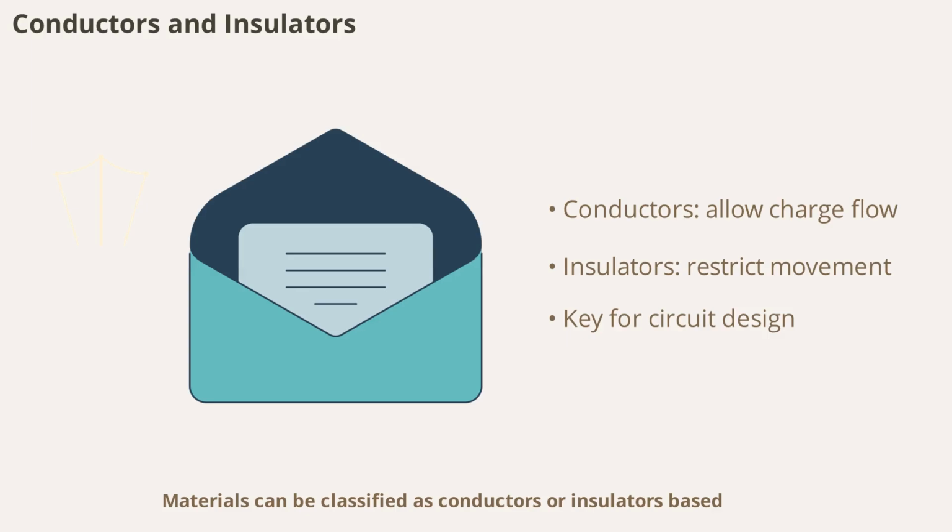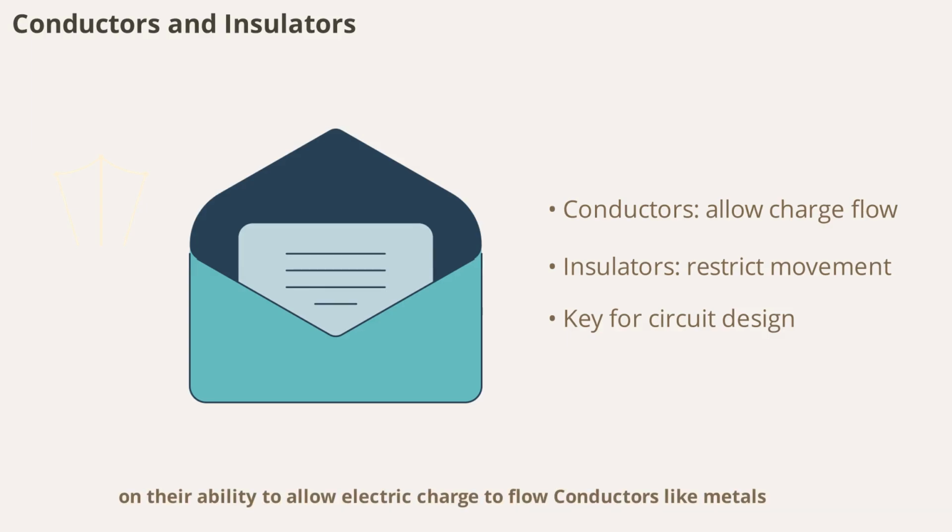Materials can be classified as conductors or insulators based on their ability to allow electric charge to flow. Conductors like metals have free electrons that move easily, allowing charges to distribute quickly. Insulators such as rubber or glass restrict the movement of charges. Understanding these properties is essential for designing circuits and ensuring safety in electrical systems.